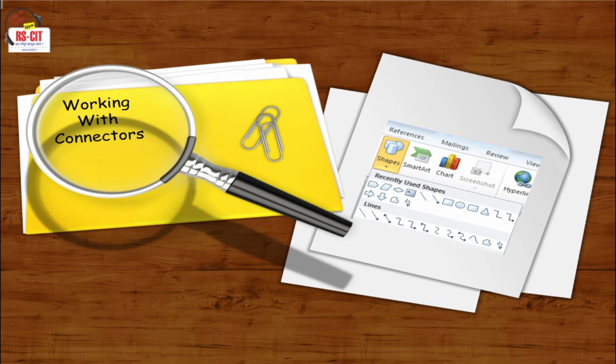The three types of connectors are straight, elbow that is angled, and curved. Formatting connectors in Word 2010 is straightforward. Just as with flowchart shapes, when you click a connector, the Format tab will be active, and a list of built-in styles is available for quick selection.